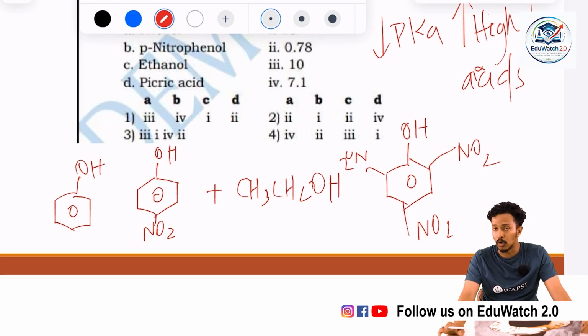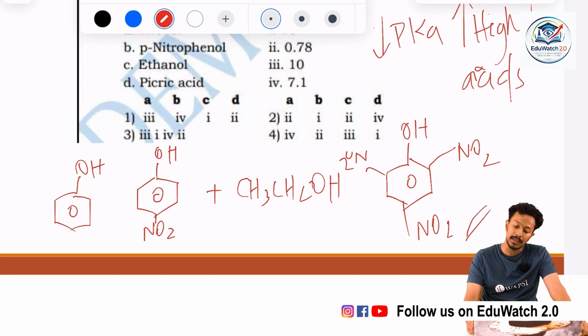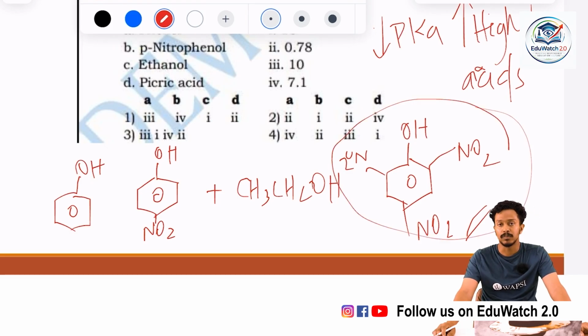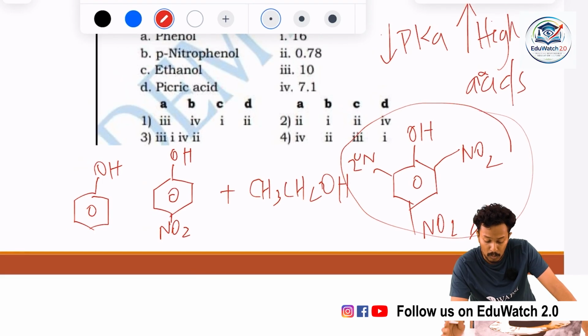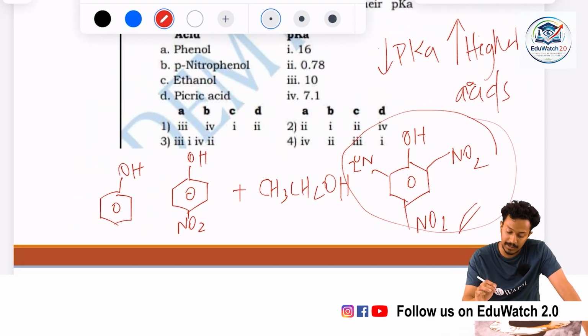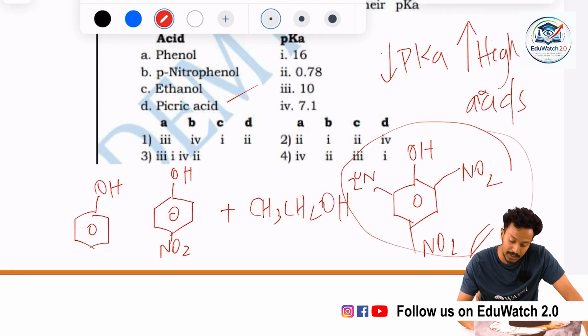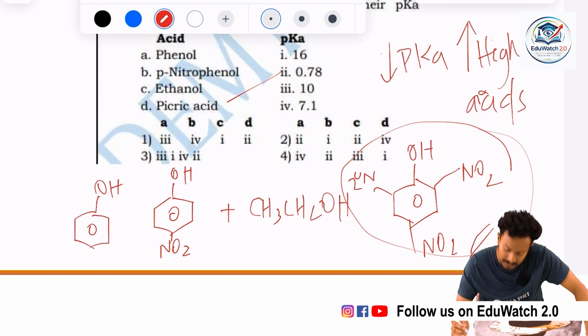Phenol is an ortho para directing group. Here picric acid has nitro groups on both ortho and para positions, 3 nitro groups in total. So the most acidic in these 4 might be picric acid, right? We do know that picric acid is the most acidic one. We will cancel out the remaining options which do not show picric acid as the most acidic one. Here most acidic is picric, which means lowest pK value. That means option number 2, 0.78.